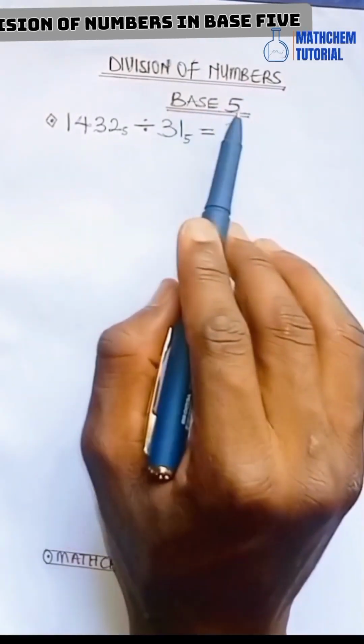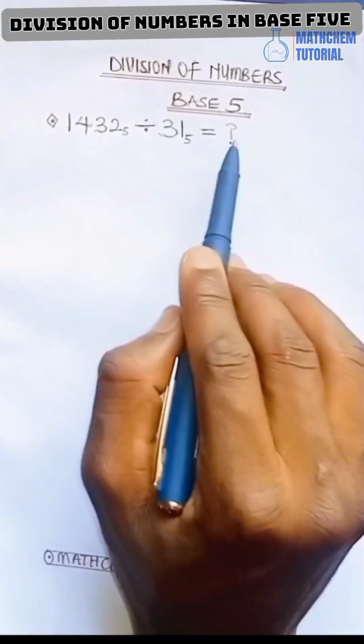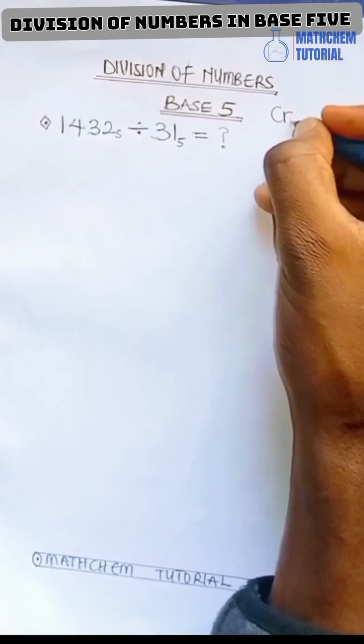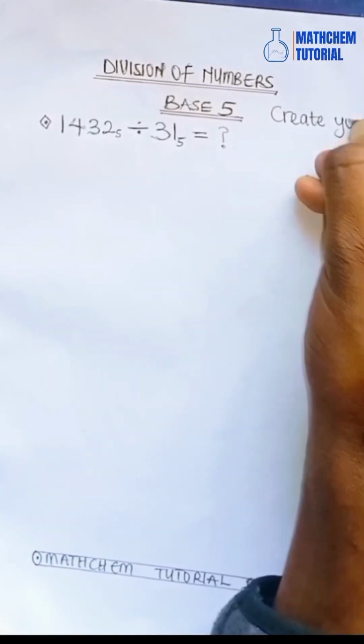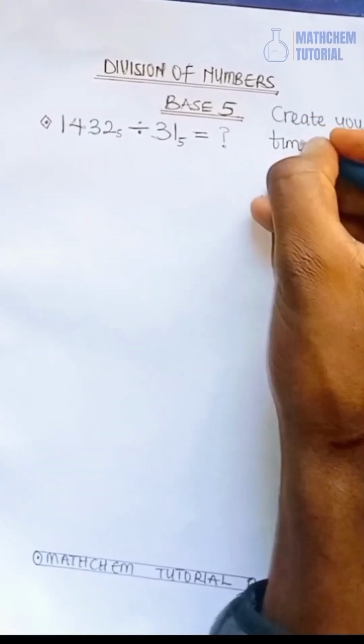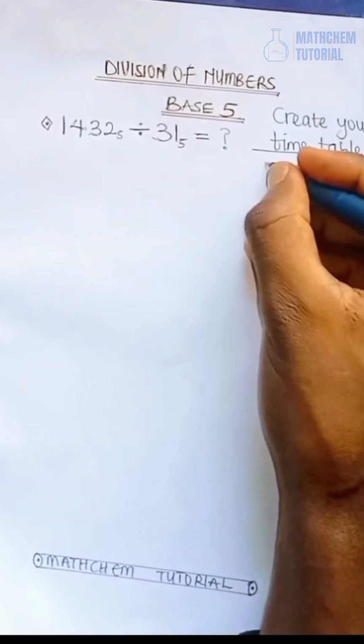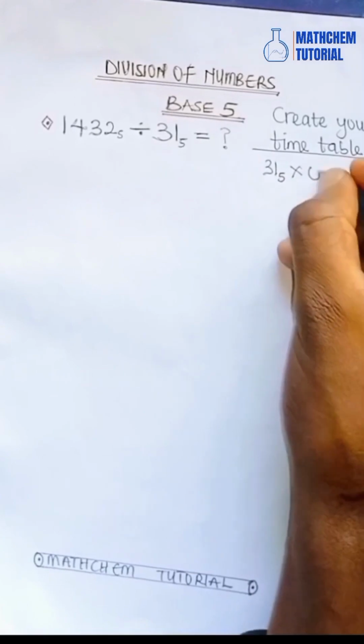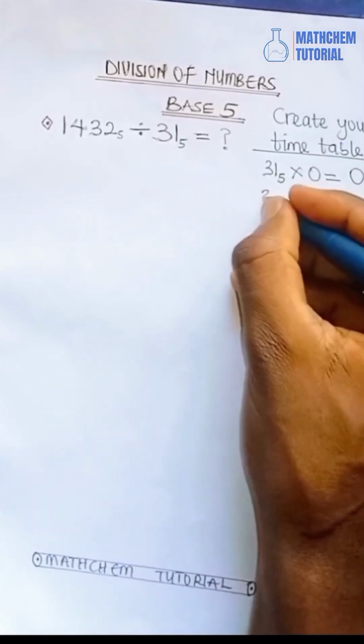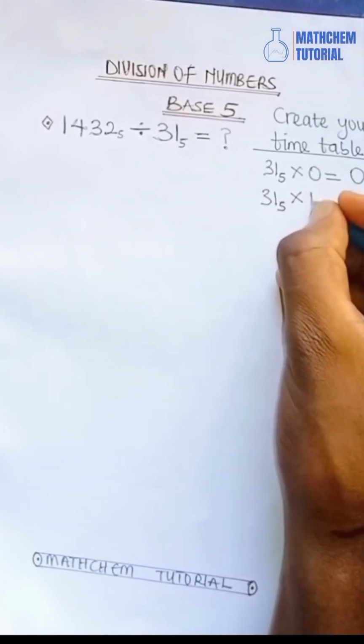Now let's go to the final stage, which is division of numbers in base 5. Don't forget, the first thing to do is to create your timetable. That means your own timetable for that particular base. And in base 5, you are going to have the digits 0, 1, 2, 3 and 4. So let's start.